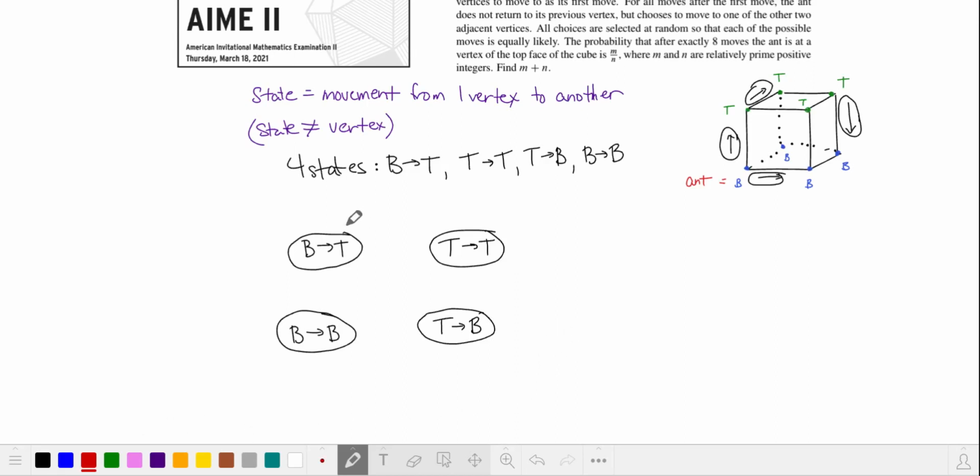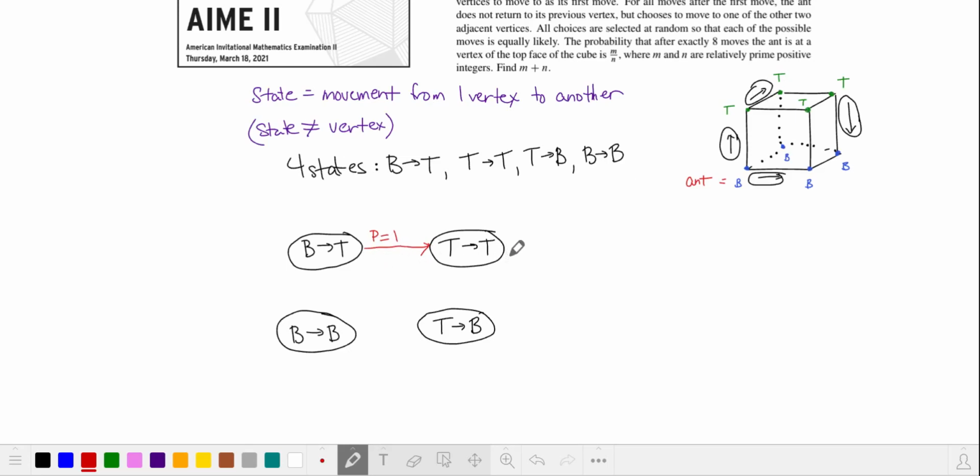If the previous state that the ant was in was moving from the bottom to the top, the ant cannot go back to a bottom vertex because that would require going to a previous vertex, which the ant does not do. So once he's made that movement from bottom to top, the next movement that the ant makes must be from one top vertex to another top vertex. So this occurs with probability 1.